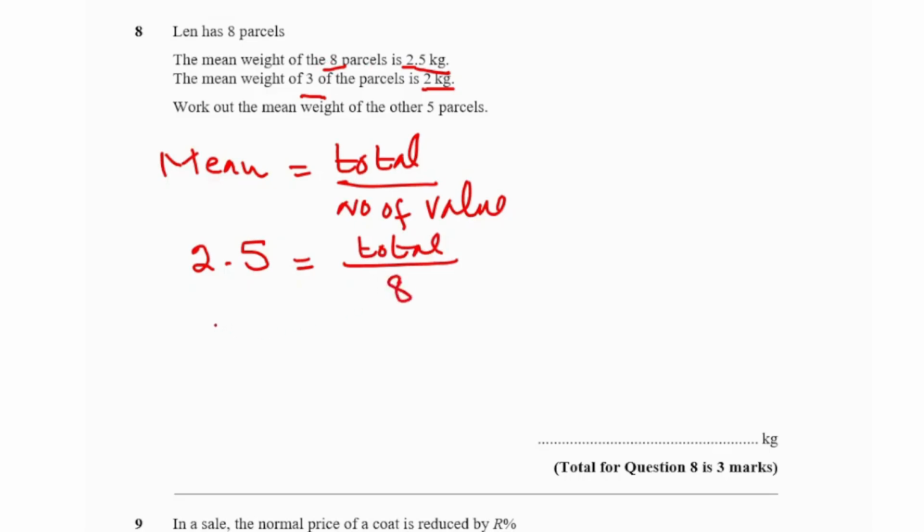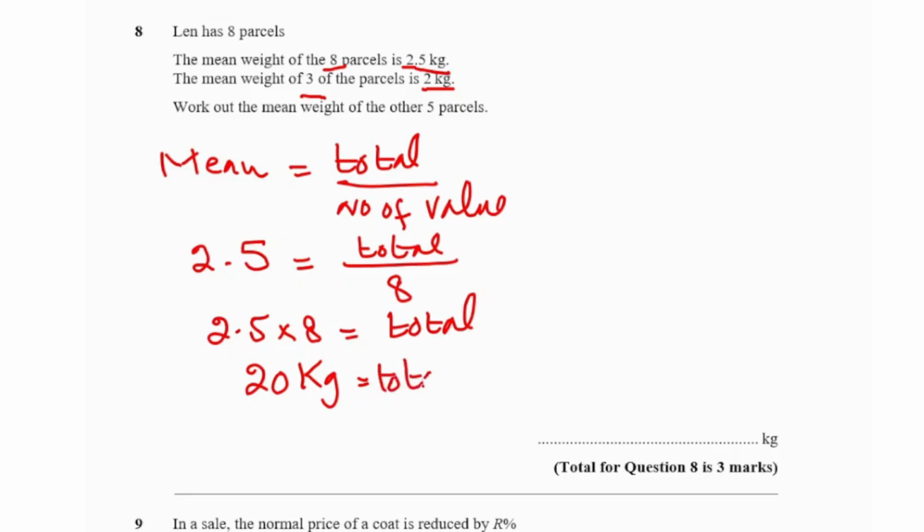So what we're going to do over here, we're going to multiply 2.5 times by 8. That gives us our total weight. So 2.5 times by 4 is 10. 10 times 2 is 20. So the total weight is 20 kg. That's the total weight of 8 parcels, right?